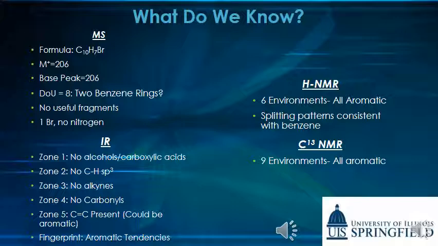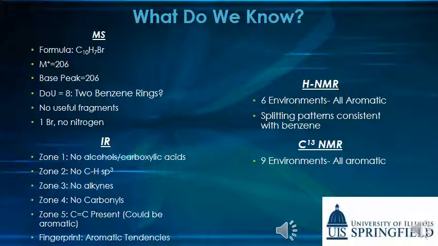From infrared spectroscopy, we learned that in zone 1 we had no alcohols, carboxylic acids, or nitro groups. In zone 2, we learned that we didn't have any carbon-hydrogen sp3 hybridized. In zone 3, we learned that we didn't have any alkynes. Zone 4, we had no carbonyls. In zone 5, we saw that there were carbon-carbon double bonds present, which could be aromatic or could be just regular pi bonds. And in our fingerprint, we saw that we had a little bit of aromatic tendency.